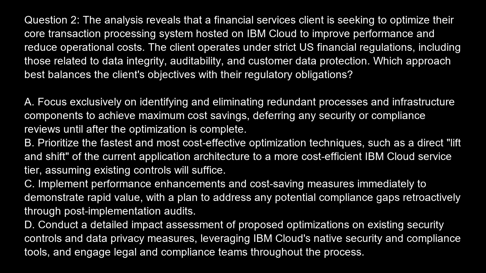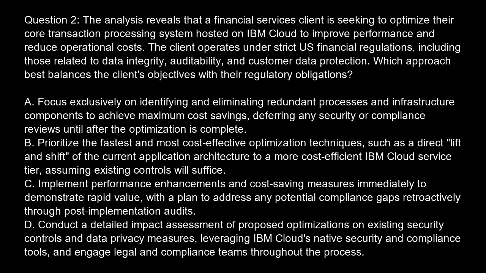Option A. Focus exclusively on identifying and eliminating redundant processes and infrastructure components to achieve maximum cost savings, deferring any security or compliance reviews until after the optimization is complete. Option B. Prioritize the fastest and most cost-effective optimization techniques, such as a direct lift and shift of the current application architecture to a more cost-efficient IBM cloud service tier, assuming existing controls will suffice.